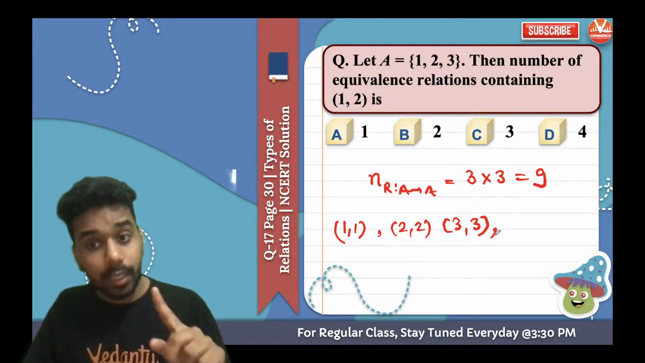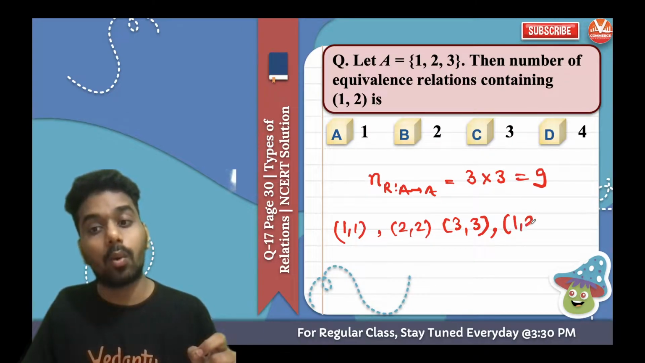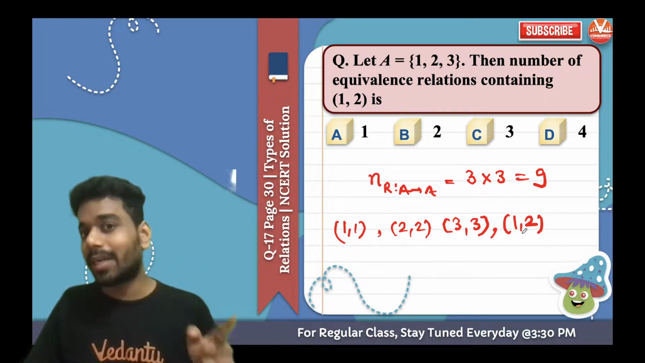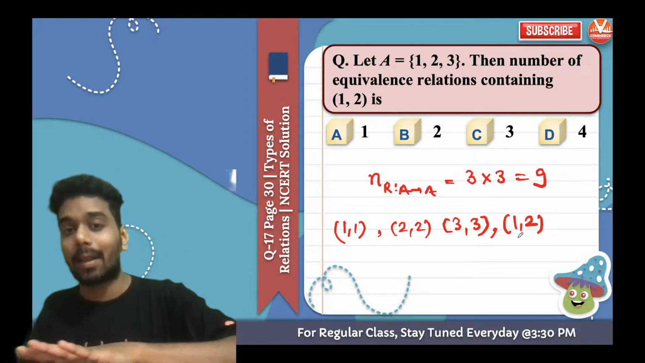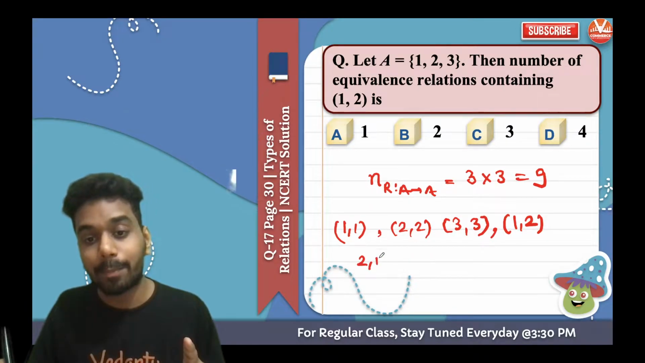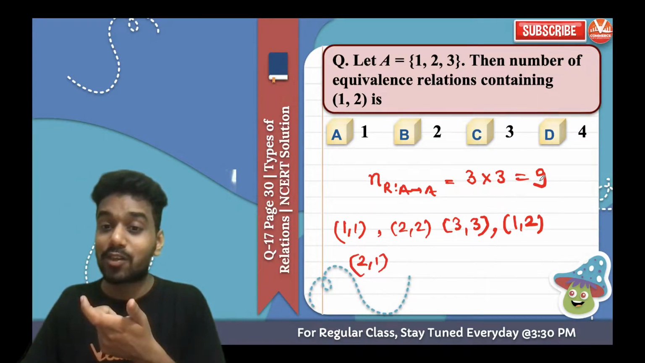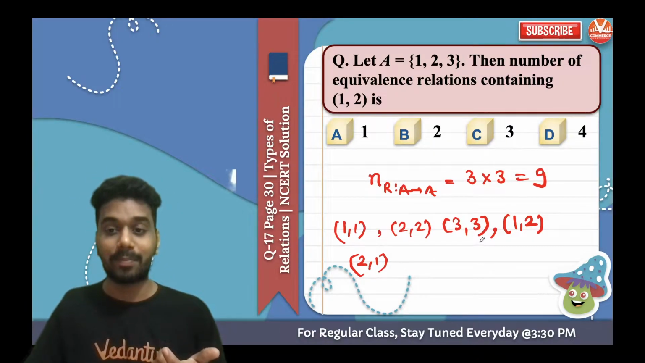But this particular equivalence relation must have 1 comma 2, which is given in the question. Symmetricity says if we have A comma B, we must have B comma A. So 1 comma 2 says we must have 2 comma 1. Out of the 9 ordered pairs of the relation, we have taken 5.